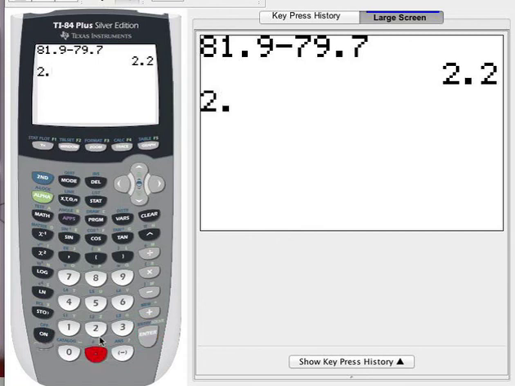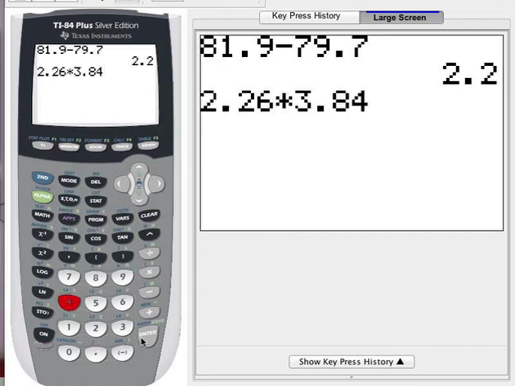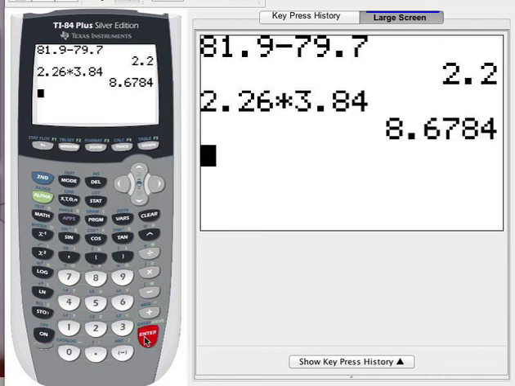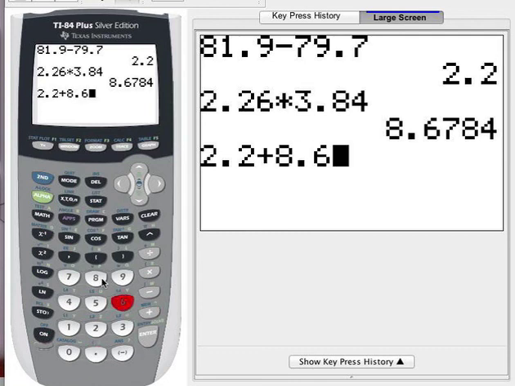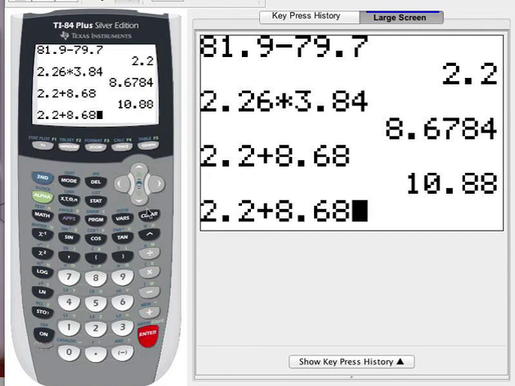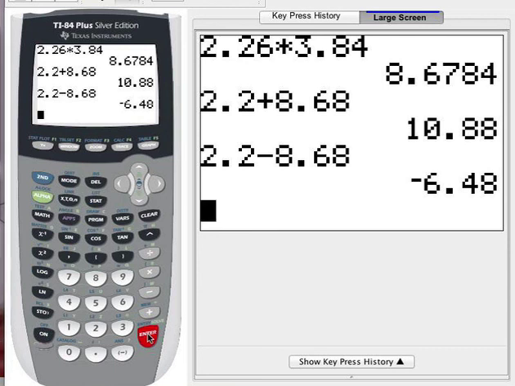The margin of error is the critical value times the standard deviation of our statistic. That's 3.84. So the margin of error, we'll call it 8.68. So 2.2 plus 8.68 gives us the upper boundary for the confidence interval. And 2.2 minus the 8.68 will give us our lower boundary. So our confidence interval runs between negative 6.48 and positive 10.88.